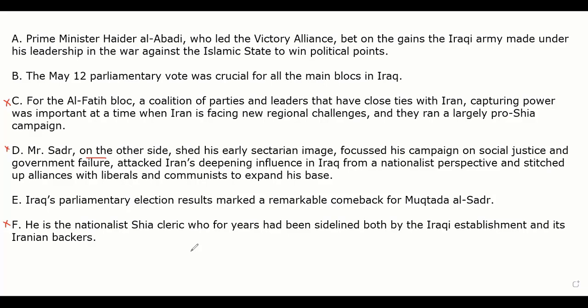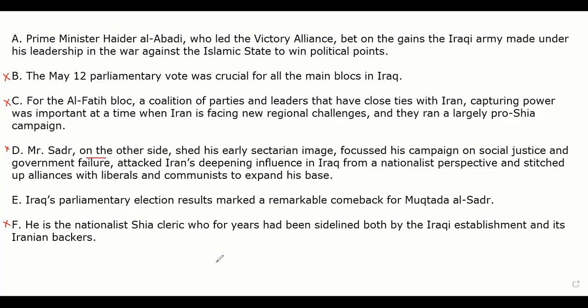Sir, sure. For all the main blocks, sir. In B, for all the main blocks, what parameter was there for all the main blocks? So B cannot be, right? Now it's a choice, sir, between A and E.